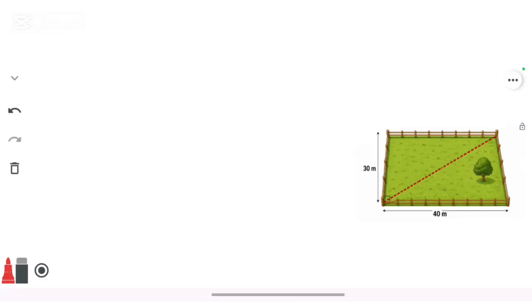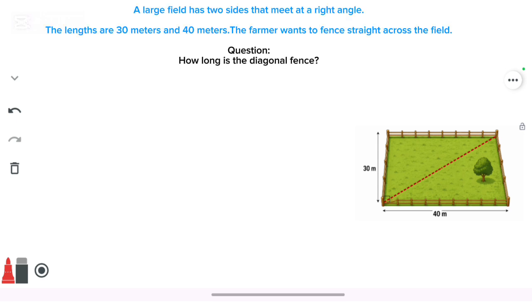For this video, I am going to show you how you can use the Pythagorean theorem in a given problem or in real life. Alright, so here we have a statement. A large field has two sides that meet at a right angle. So here is the field that has two sides that meet at a right angle. Now the lengths are 30 meters and 40 meters.